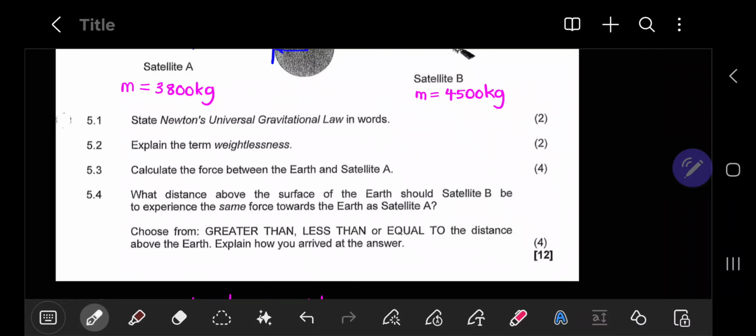So question 5.4 says, what distance above the surface of the Earth should satellite B be to experience the same force towards the Earth as satellite A? Choose from greater than, less than, or equal to the distance above the Earth, and explain how you arrived at the answer. Obviously, in order for us to explain this, it is best if we use a calculation. Yes, you can explain it in words, but since it is 4 marks, a calculation will be ideal. And based on our answer, we can then conclude whether it is greater than, less than, or equal to.